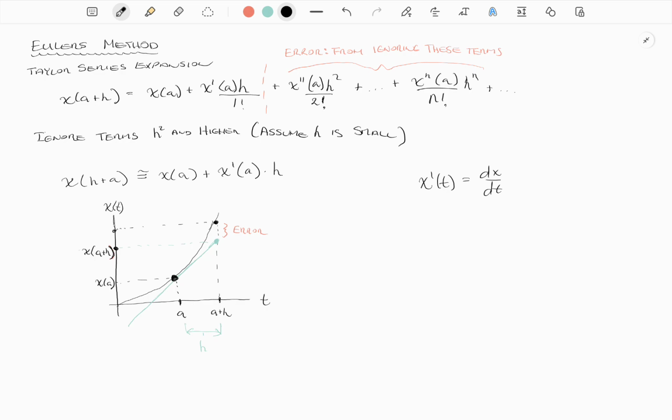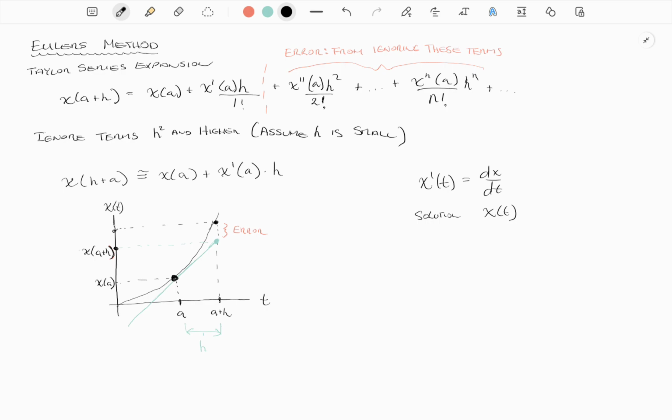So we know, for example, x prime, and the solution we're looking for is x of t. The solution to a differential equation is a function. We know the slope of that function at every point, and we want to know what the function is.